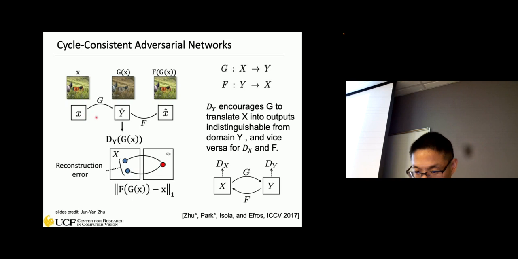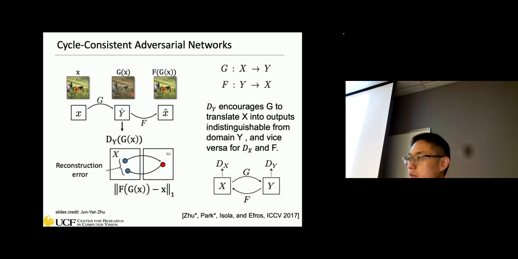So this is kind of like an unroll. If you connect the G(X) and F(G(X)) together, it forms a cycle. You start from the horse, go to the zebra, and then go back to the horse. So that is considered a cycle.